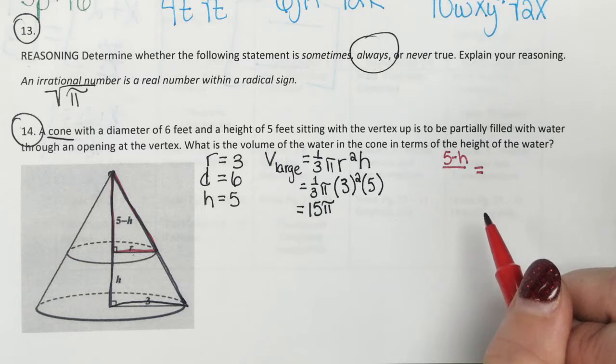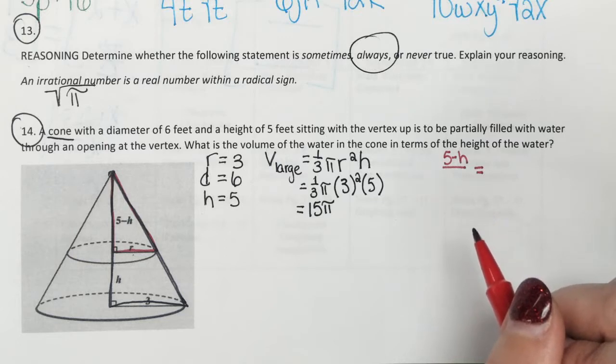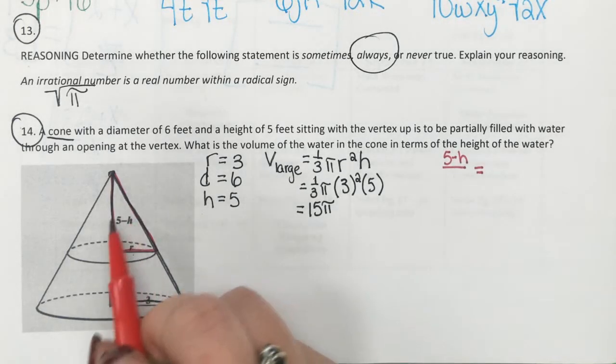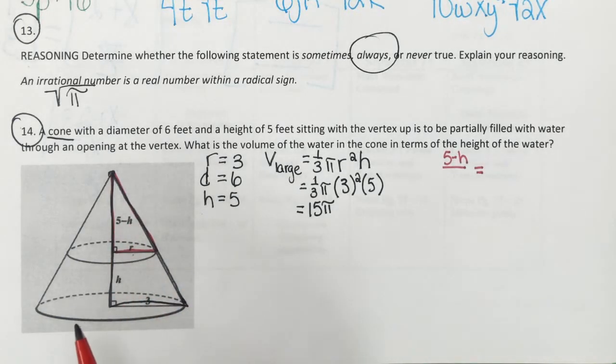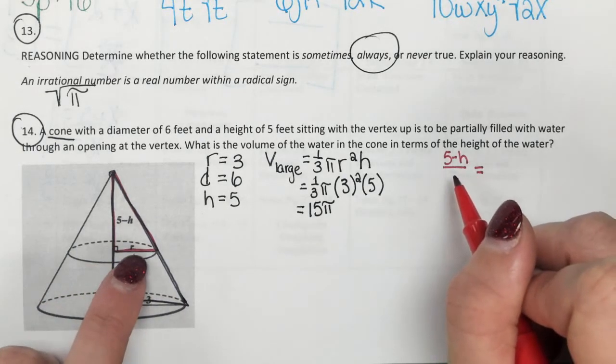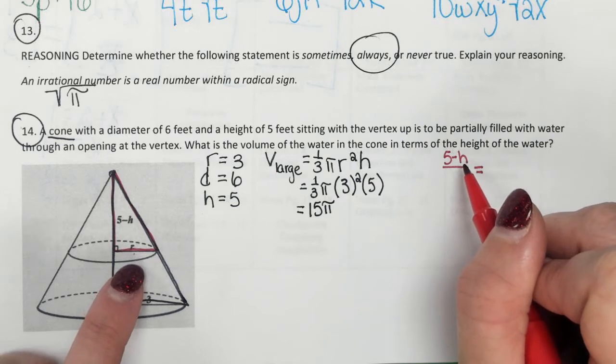The little what? But you can't use that. It's 5. All right, so let's see, what else do we know about the little one? We know 5 minus h. What else do we know?